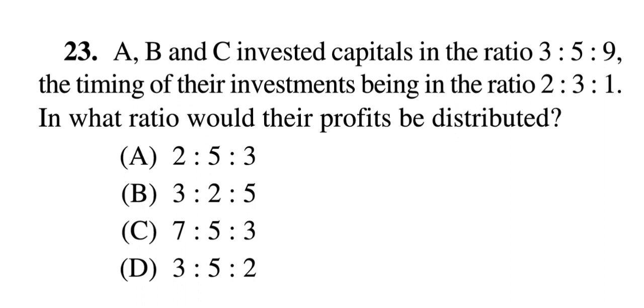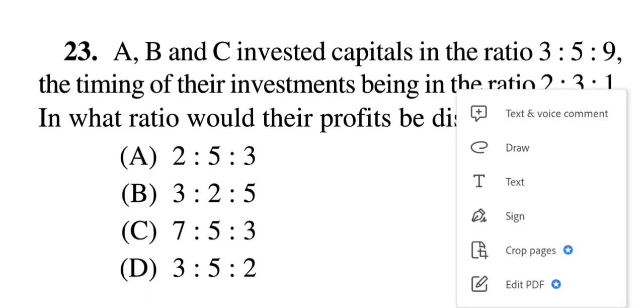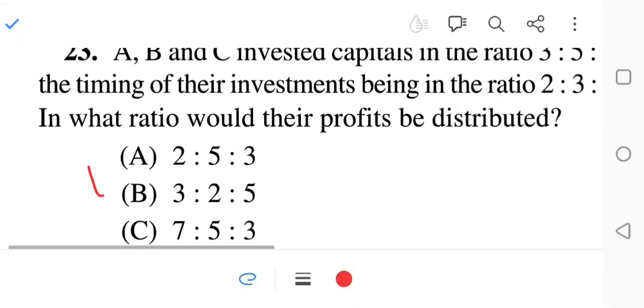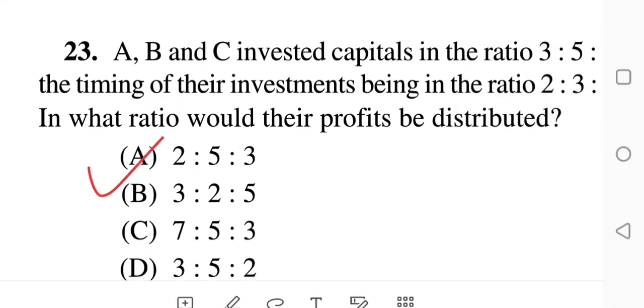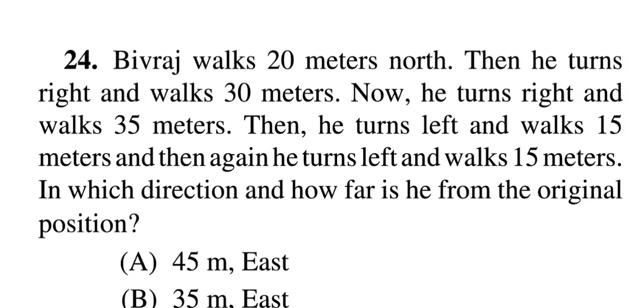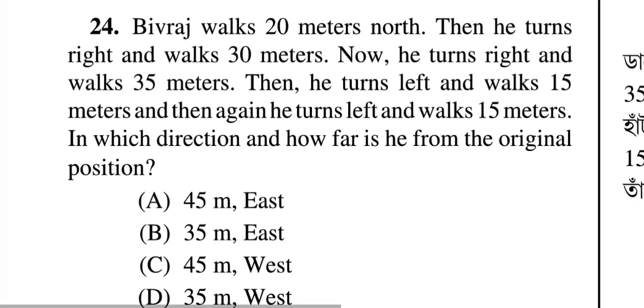A, B and C invested capitals in the ratio 3, 5, 9. Okay, the timing of their investment being in the ratio 2, 3, 1. In what ratio would their profits be distributed? Correct answer of this question will be 2, 5, 3. How? That I don't know. Solve it.